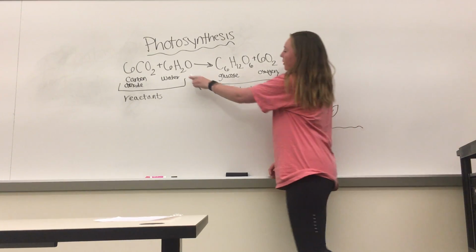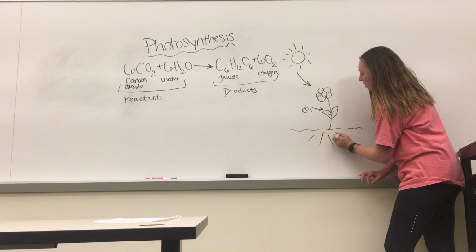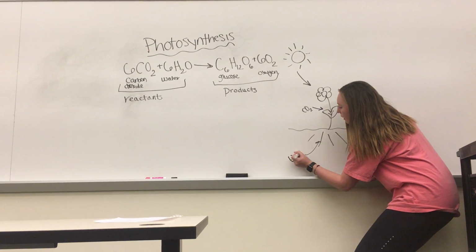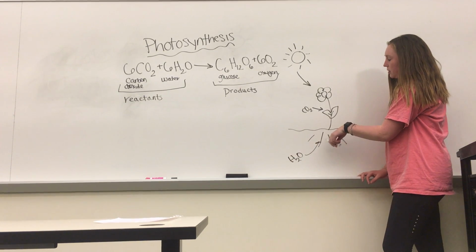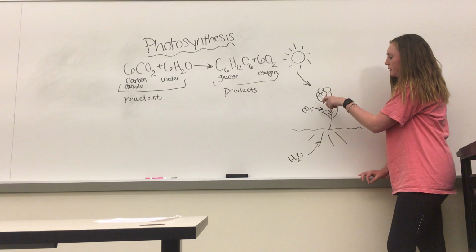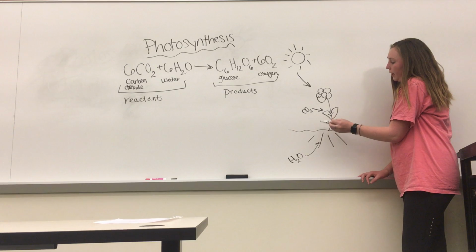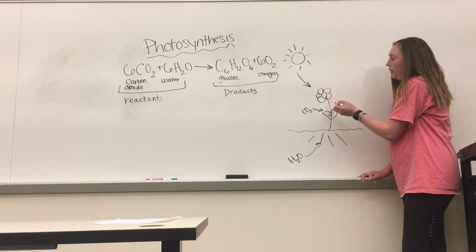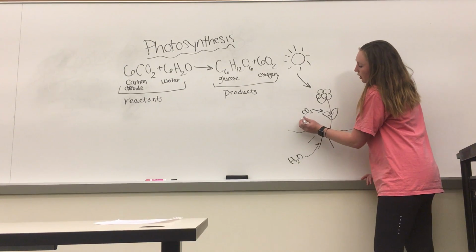And then our other reactant is going to be water, and water is going to be absorbed through the roots down here. So we're going to put H2O at the bottom here. And so water is absorbed through the roots, and then it's taken up to the rest of the plant through the xylem. And so xylem is tissue that is in the plant, and it's going to be able to take the water and other nutrients up to the rest of the plant from the roots down here. And so these two things are our reactants.